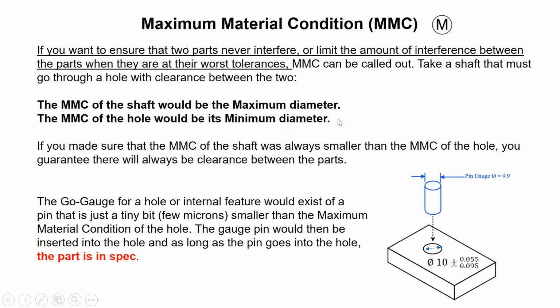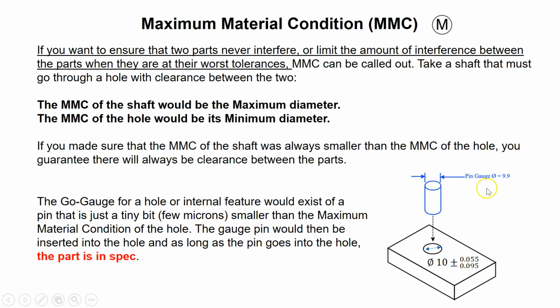And the way that you check it is by what we call a go gauge or a go pin. So let's say in this case, I have a hole with a diameter of 10 plus 0.055 and minus 0.095. So what is the smallest size here that the hole can have? What is the MMC for the hole? Well, it's its minimum size, which is going to be 9.905, correct? So the minimum size is 9.905.